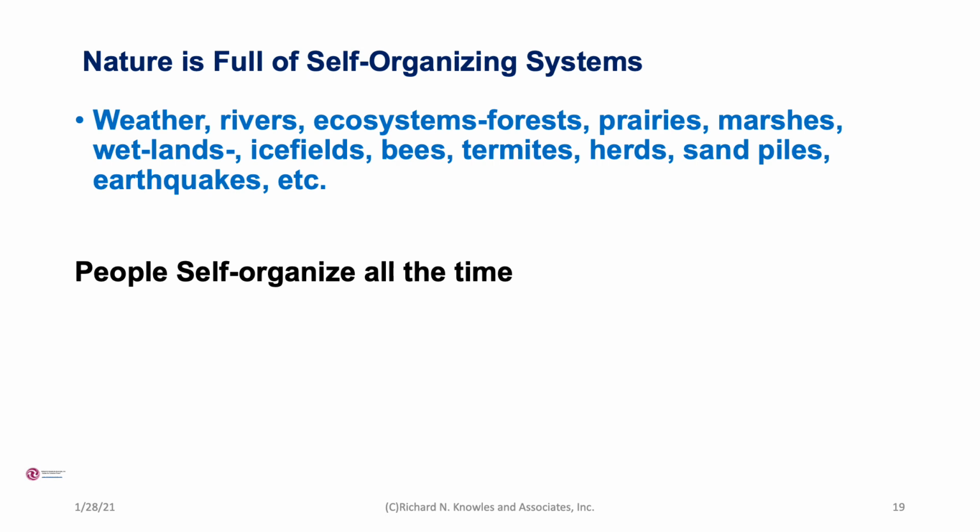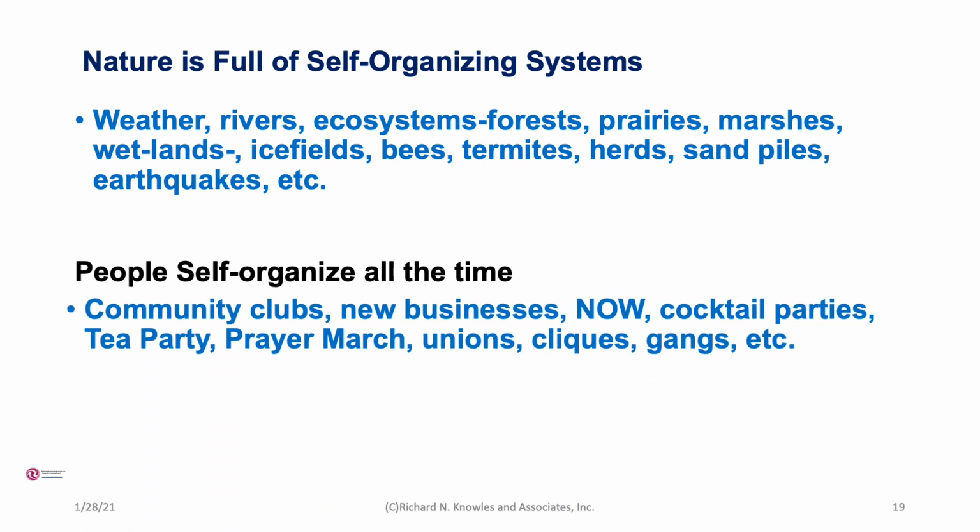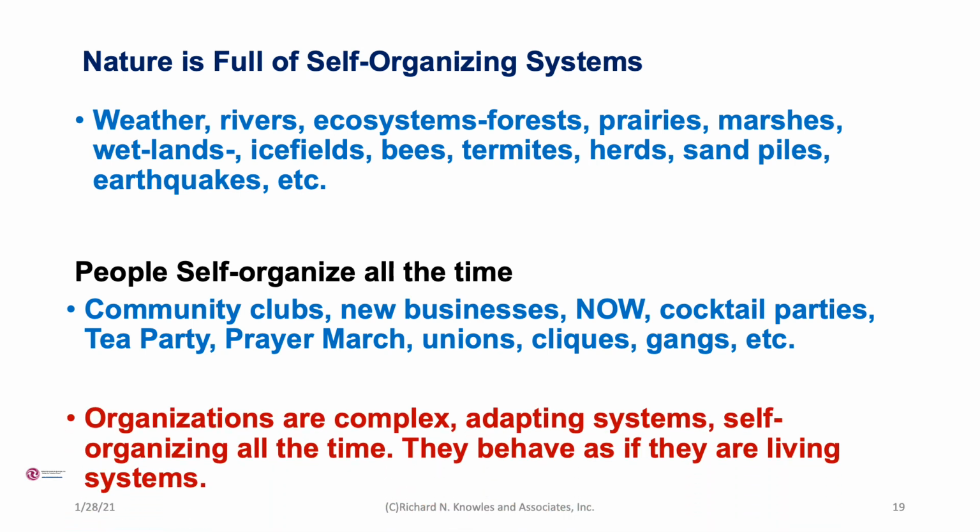People self-organize all the time. We see this in community clubs, new businesses, National Organization for Women. You see it at cocktail parties and tea parties. Groups like unions and cliques and gangs, hunting clubs, all self-organize as they form and gather around things that are of interest to them. It's a natural process. Organizations are complex, adapting systems, and they're self-organizing all the time.